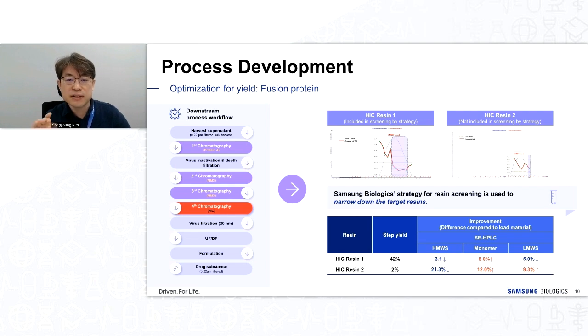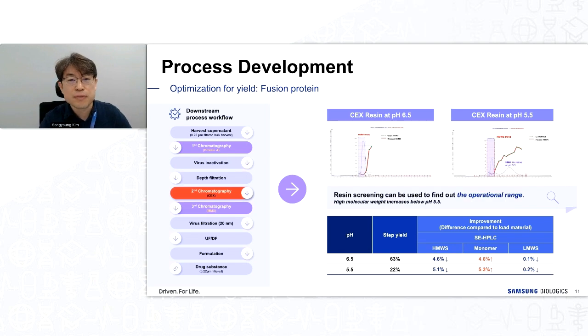As illustrated on the left side, we tailored the process workflow and conducted the first column stage using hydrophobic interaction chromatography. Our findings revealed that the applied strategy resulted in optimal performance, achieving around 42% yield with enhanced purity levels. In contrast, the non-applied case showed a very low yield.